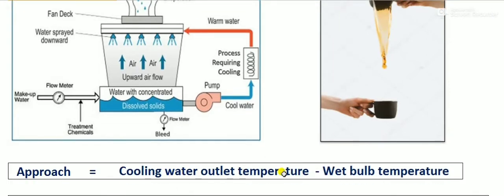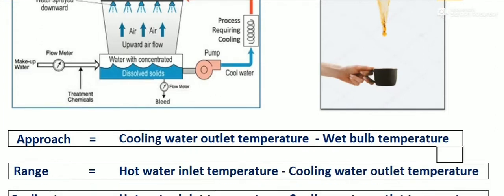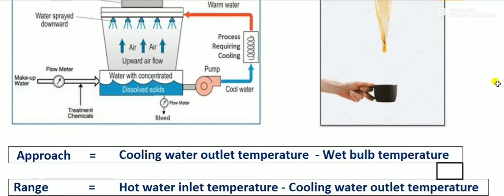So approach is cooling water outlet temperature minus wet bulb temperature. That is how much we can reduce the cooling water temperature at saturation condition, an ideal case. And range is how much we actually achieved: hot water inlet temperature minus cooling water outlet temperature.